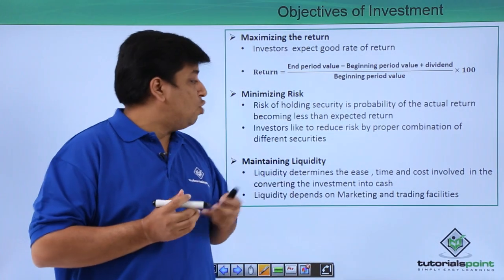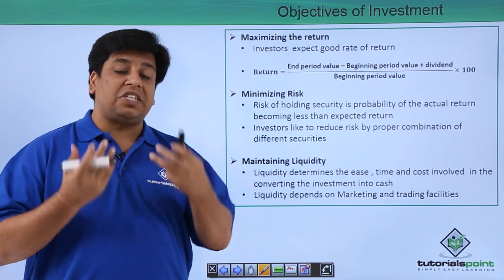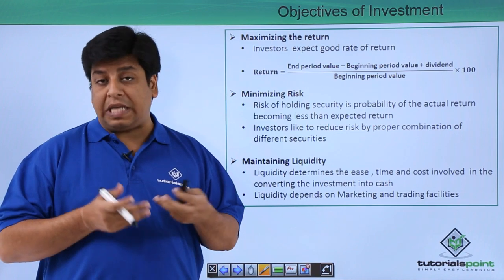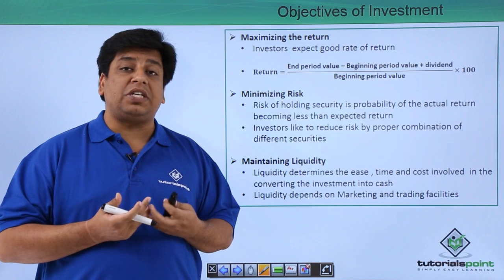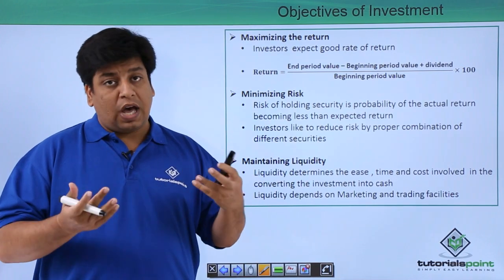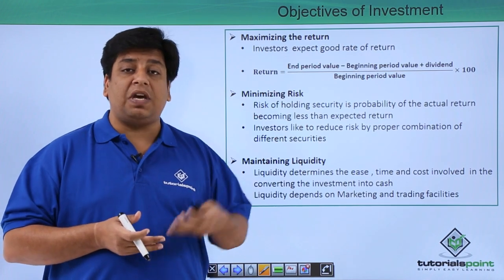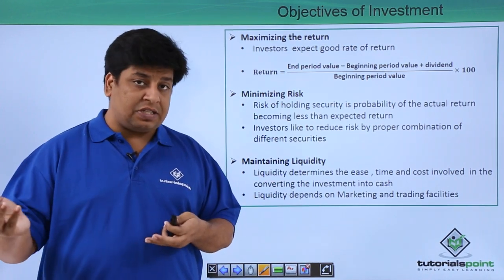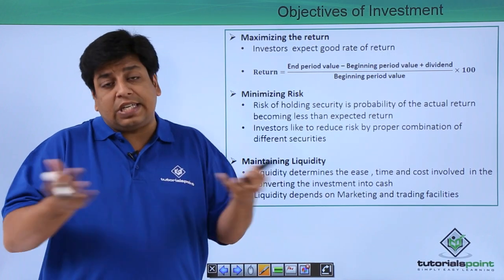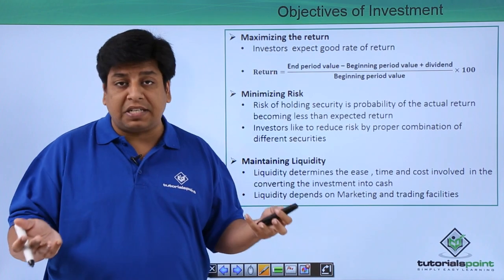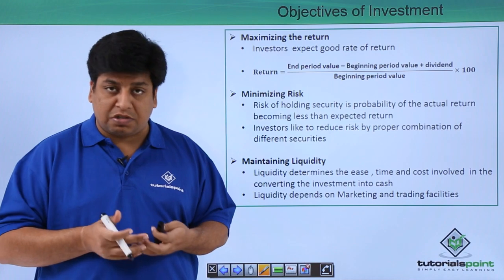Investors would like to reduce risk by a proper combination of different securities. Let's say if the telecom sector is not doing well and I have made some investments into the telecom sector, I can go for a different combination where I can invest into the FMCG sector and IT sector along with the telecom sector. So my risk is equally distributed among different sectors. This is one of the ways through which you can reduce your risk.